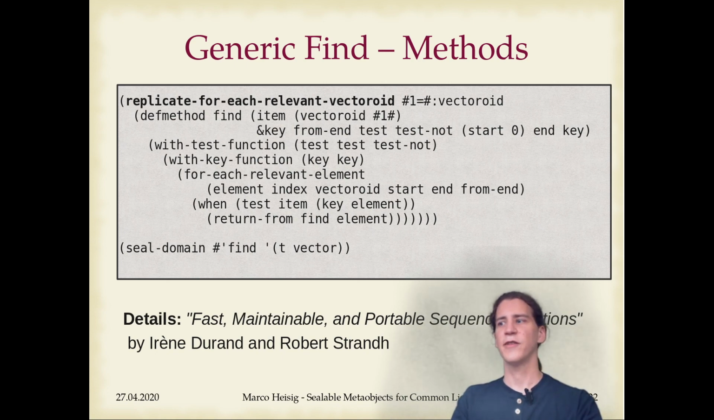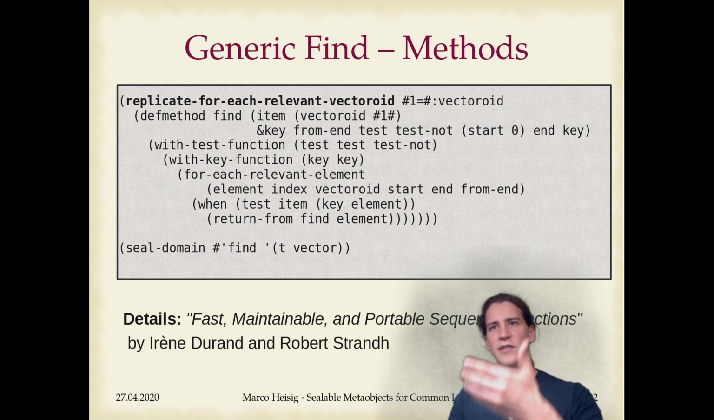So on some implementations we might end up with only 3 versions of find specialized to vector, simple vector, and bit vector. But for example on SBCL we end up with 35 specialized methods, and within each method we get the full optimization because we know the size of the words that are being processed and so on. I won't go into detail about the method body because this is already described in the paper Fast, Maintainable and Portable Sequence Functions by Durand and Robert Strand.